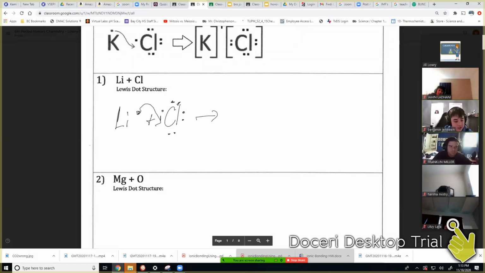So now they're both going to be ions because one has lost electrons, the other one has gained. So I'm going to put my Li. It's lost 1 electron, so it would have a +1 charge. And then I'm going to take my chlorine, and it now has a full octet.